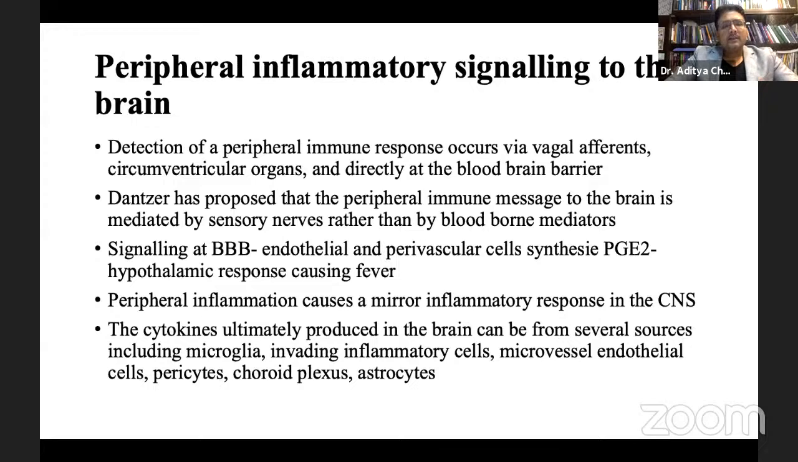So how does it occur? Actually, there is a signaling at the blood-brain barrier, and the endothelium and the perivascular cells synthesize prostaglandins, and there is a hypothalamic response causing fever. There's also a concept that any peripheral inflammation causes a mirror inflammatory response in the CNS. And the cytokines ultimately produced in the brain can be from several sources, including the 3 types of macroglias and the microglias, and the inflammatory cells which might have crossed the blood-brain barrier, the microvasculature in the brain, and the choroid plexus and the astrocytes.